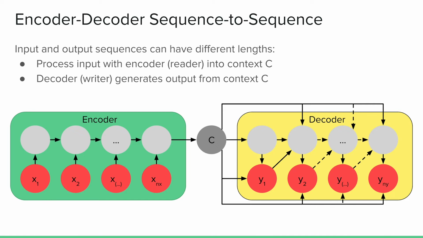For example, when we translate words in a language, these sentences typically have a different length, so we need something like an encoder-decoder sequence-to-sequence model.